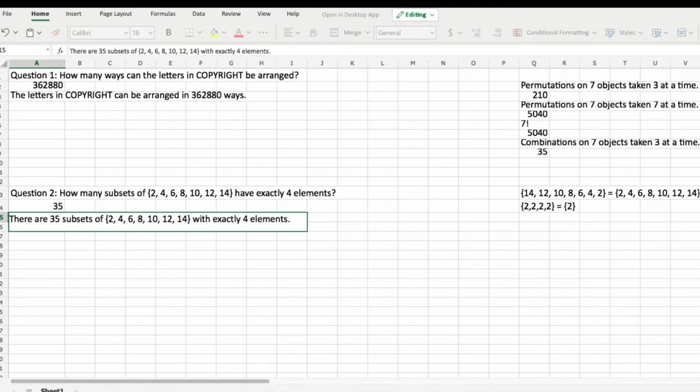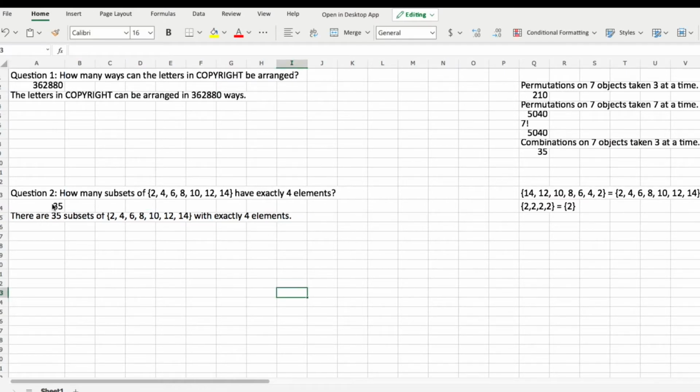Okay, so now let's talk about why it is that we ended up getting the exact same number we got before. Why did we get 35 again? Is it a coincidence? No. It's actually because 4 plus 3 equals 7. So let's talk about why this should be true.